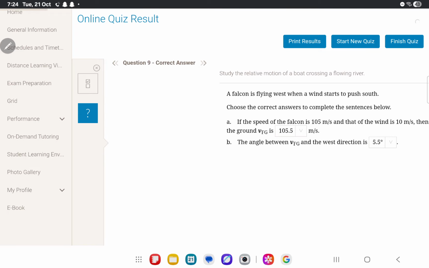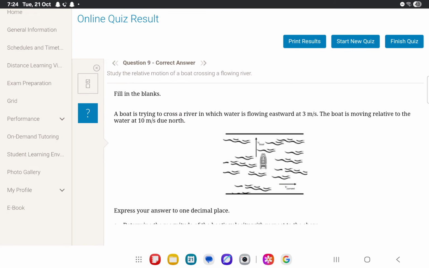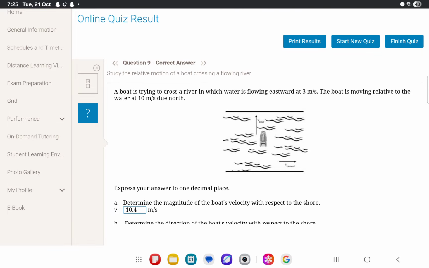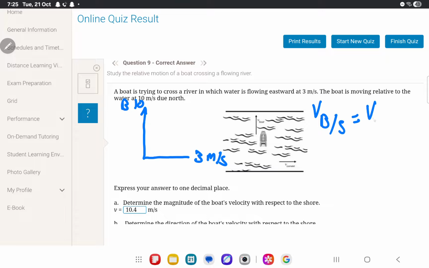Question 9. This is a very, very similar question. The boat is moving on the river north at 10 meters per second. Now, the water is flowing east at 3 meters per second. You're going to do that addition thing again, and I'm going to skip it. The formula is very easy: the velocity of the boat relative to the shore equals the velocity of the boat with the water plus the velocity of the water with the shore. This is just vector addition.